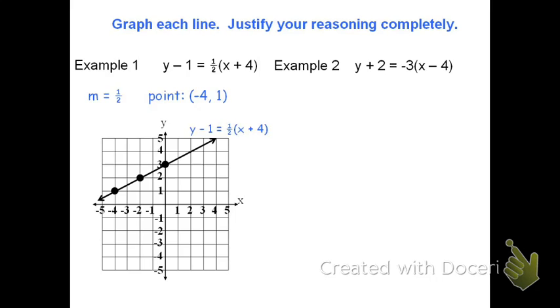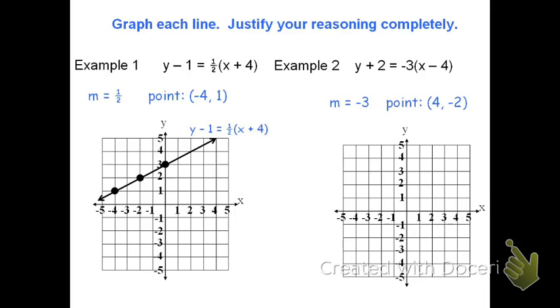For this equation, I can see that the slope is negative 3. The point that this line passes through is going to be (4, negative 2). I know that it's negative 2 because it says y plus 2. The only way that could happen is if it was already negative. It's y minus a negative 2.